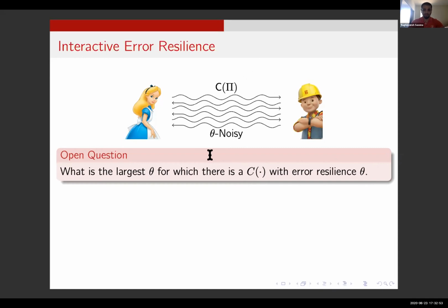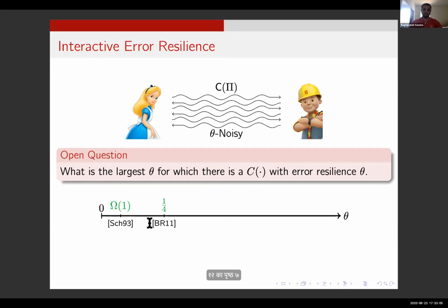This question was first considered in 1993 by Schulman, where he showed that this largest value theta of the interactive error resilience is at least a small constant. In 2011, Braverman and Rao showed that this value is actually at least a quarter. Moreover, BR11 also showed that if your code C is restricted to be non-adaptive, then 1/4 is exactly the right answer, and no non-adaptive scheme can have an error resilience higher than 1/4. Therefore, the question after BR11 is whether there's an adaptive scheme that can do better.